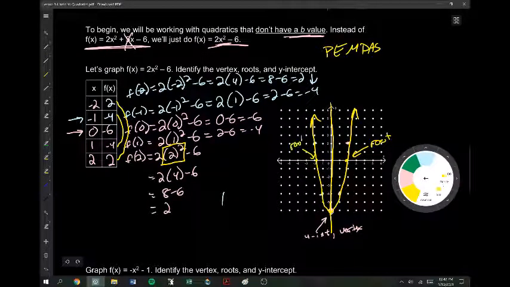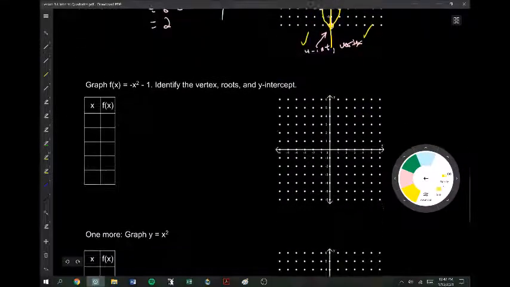I'm not totally sure where it is yet, and we'll leave that alone. But notice how I've labeled a root and a y-intercept and a vertex. I was asked to do all those things: identify the vertex, roots, and y-intercept. Okay, we'll do 2 more examples of this.